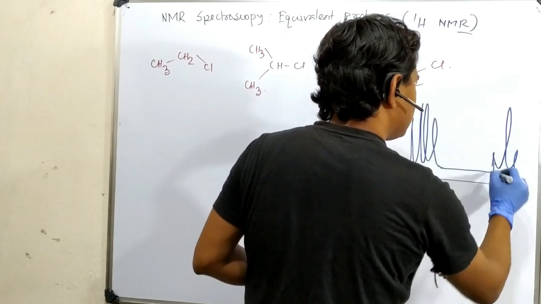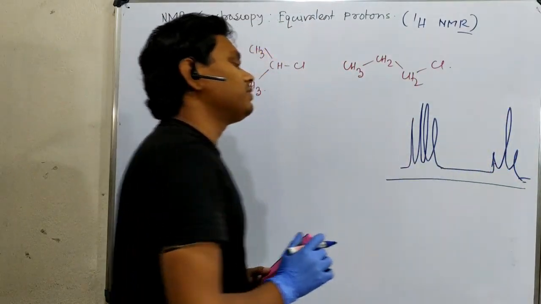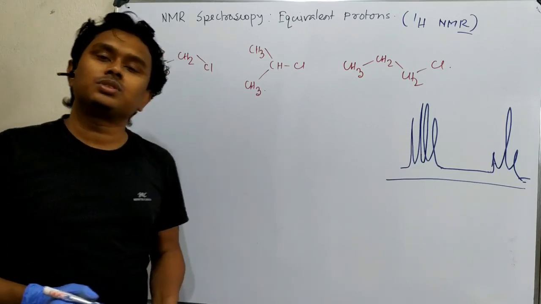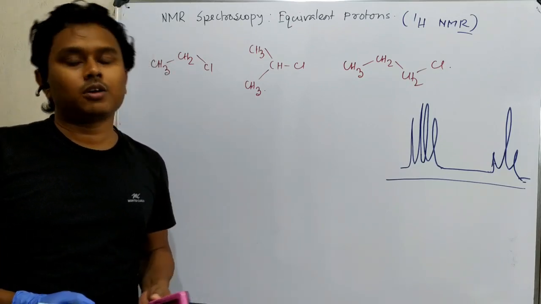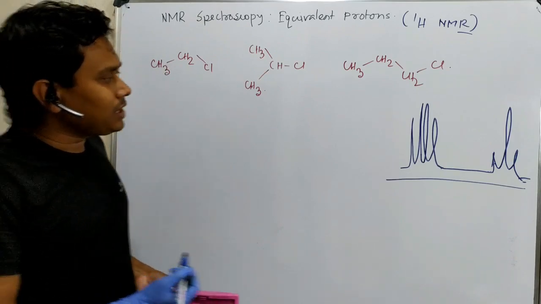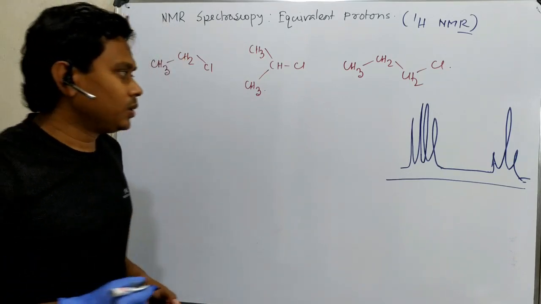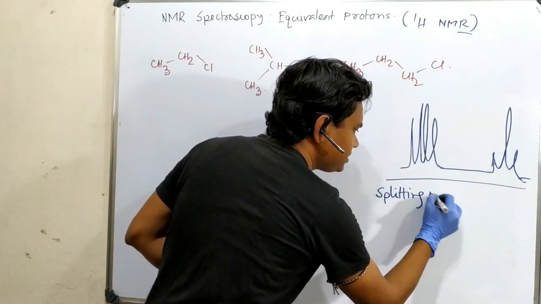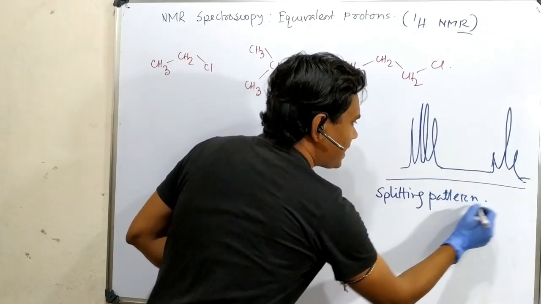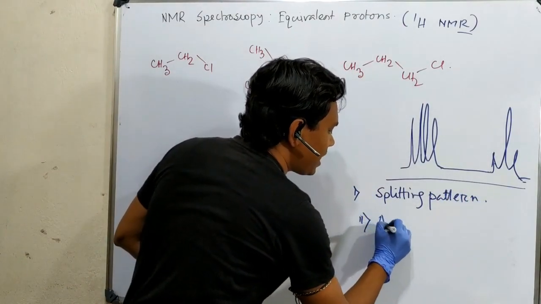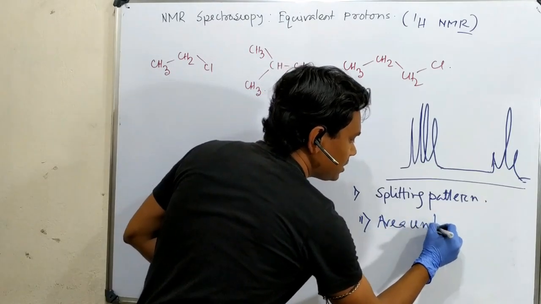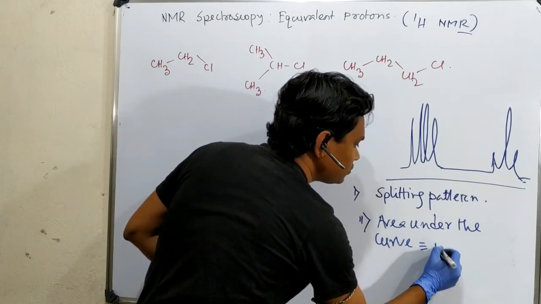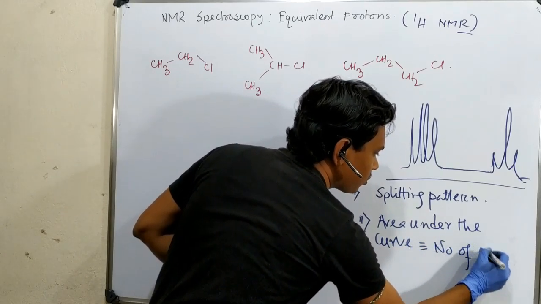actually my drawing is not good, but the message I want to give is this: you got an NMR spectrum. The question is, how can you figure out what the molecule is? So what you are getting, actually, two things you can get. One is the splitting pattern, and another is the area under the curve, which is equivalent to the number of protons.